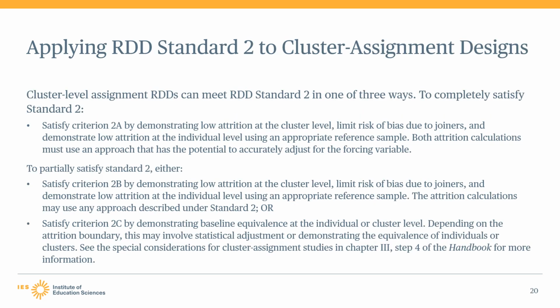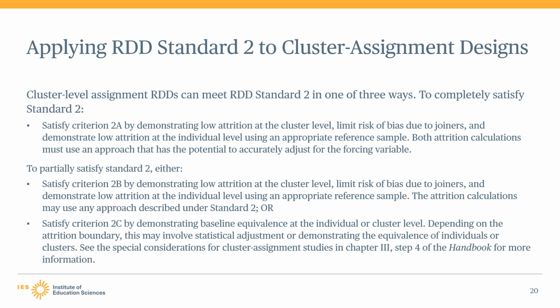Cluster level assignment RDDs can meet RDD Standard 2 in one of three ways, just like individual level assignment RDDs. To completely satisfy RDD Standard 2, the finding must satisfy Criterion 2A by demonstrating low attrition at the cluster level, limiting the risk of bias due to joiners, and demonstrating low attrition at the individual level using an appropriate reference sample as described in the group design training. Both attrition calculations must use an approach that has the potential to accurately adjust for the forcing variable.